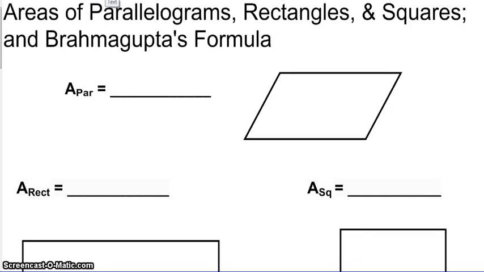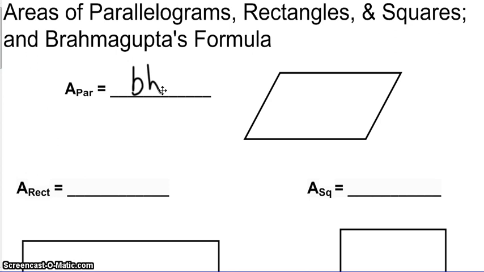Today we're going to talk about areas of parallelograms, rectangles, and squares, as well as introduce Brahmagupta's formula. Let's just dive into parallelograms. The formula for finding the area of a parallelogram as well as a rectangle and square is base times height.